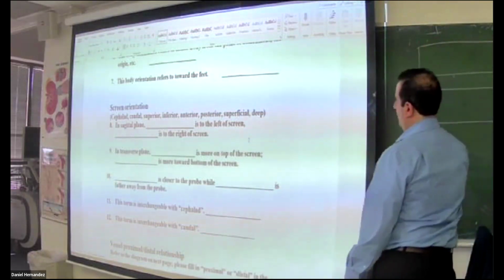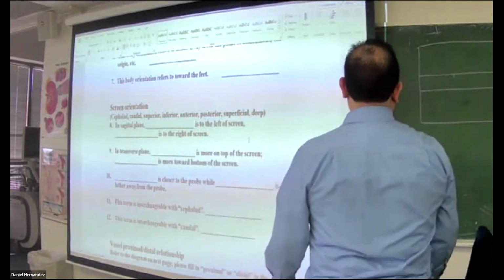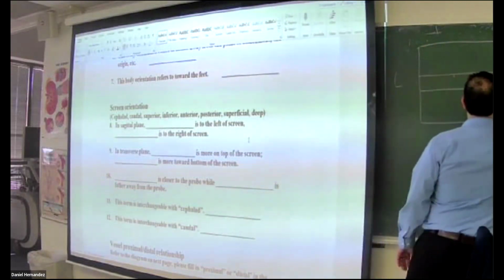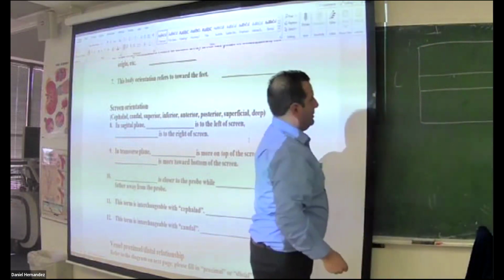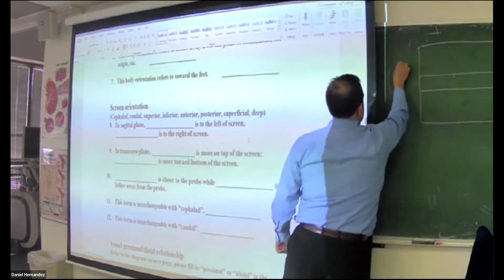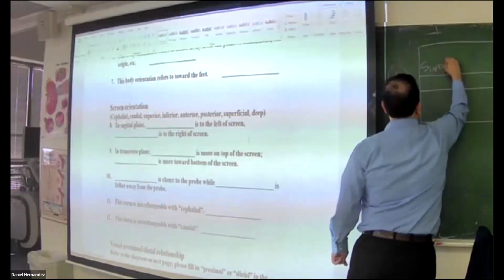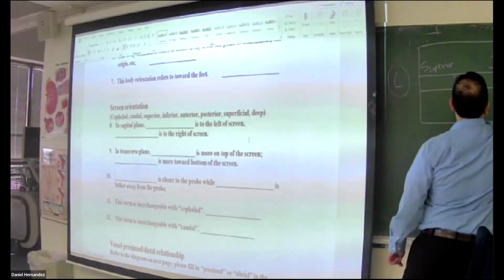You've got a vessel going across. On the sagittal plane, the left of the screen, so over here, this is the right side of the screen. So this represents superior, and that side is going to be inferior if we're in that sagittal plane.